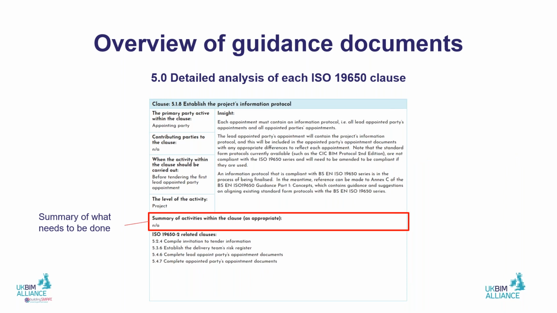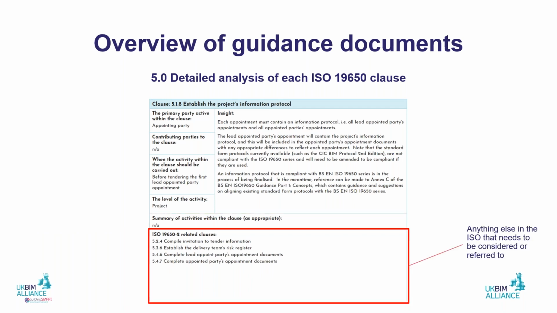There's a summary then of the activities that need to be done. Sorry, I picked a very bad example here that had none. But then at the bottom, where you need to cross-refer, the other ISO 19650 Part 2 clauses that will help you understand this or move through the process of information management according to ISO 19650 as your project goes through.